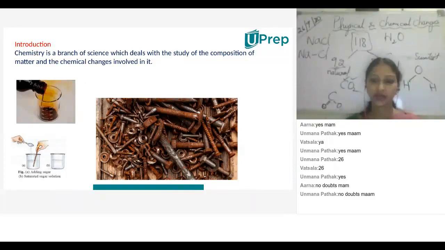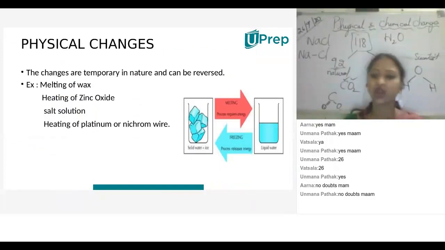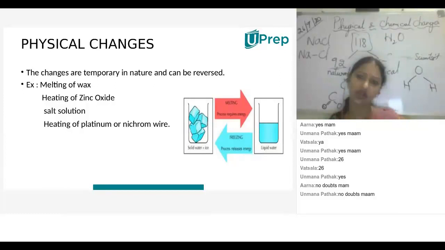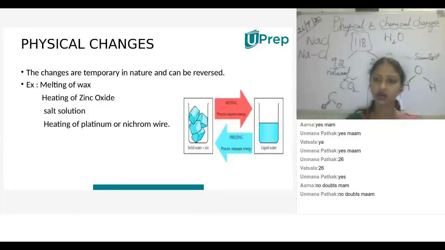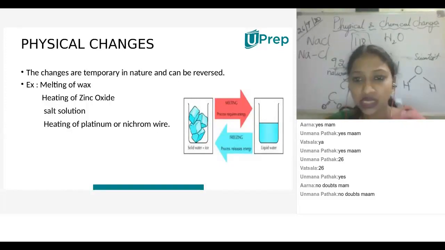Observe in this chemistry, mainly, there are so many changes around us. There are so many things around us. Knowingly or unknowingly, we are doing so many chemical experiments at our home, even in the kitchen. So we need to identify whether those things are physical or chemical.